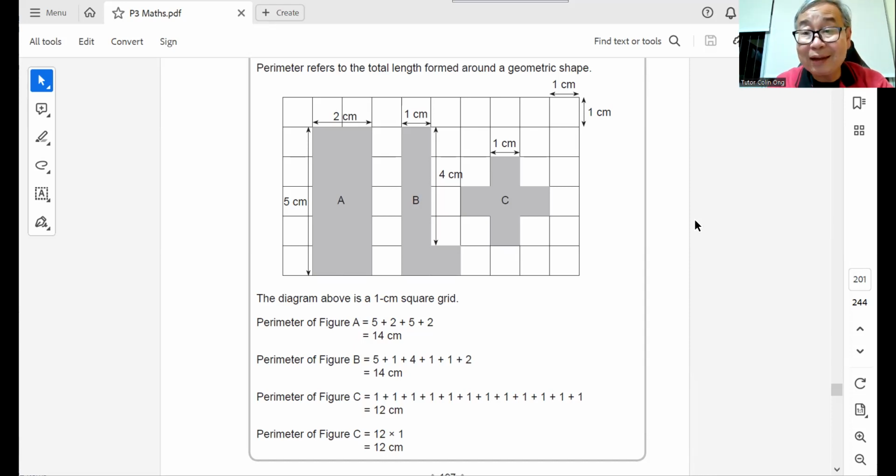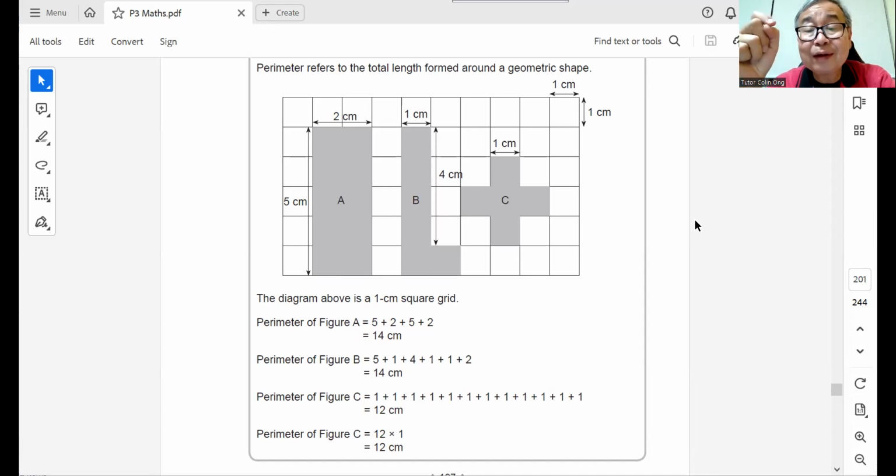For figure B, let's do it together. Upper is 1, and then you go down 4 squares. Go to your right is 1 square. Go down is 1 square. Then you go to your left, which happens to be 2 squares, and up again, which is 4 plus 1 is 5. You add them together and it is 14 cm. That is for figure B.